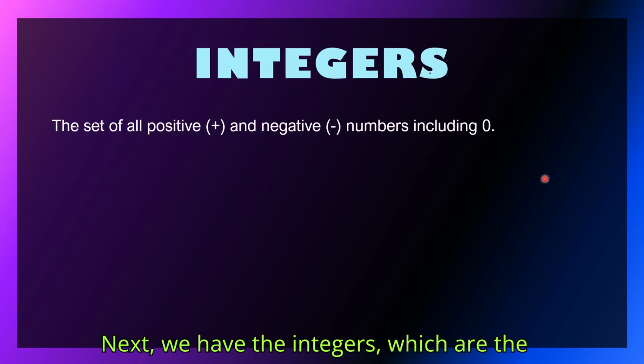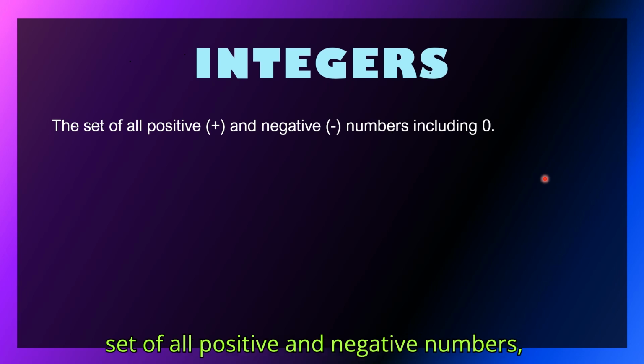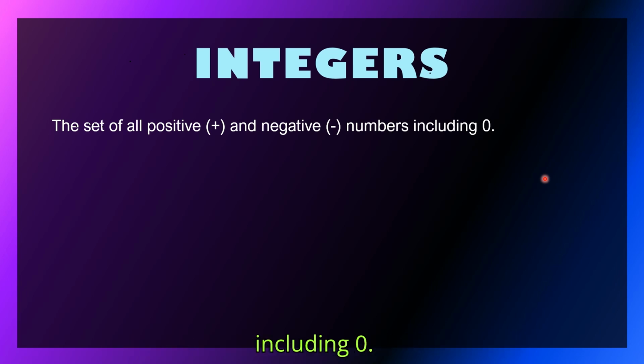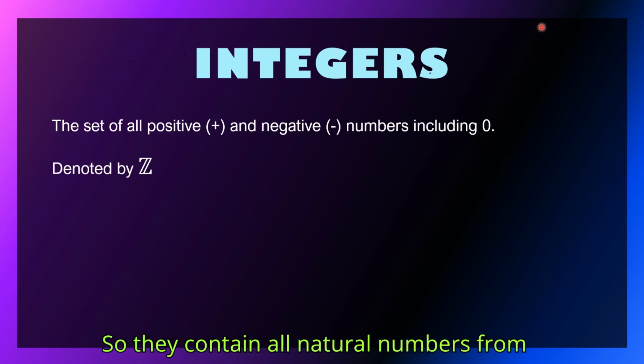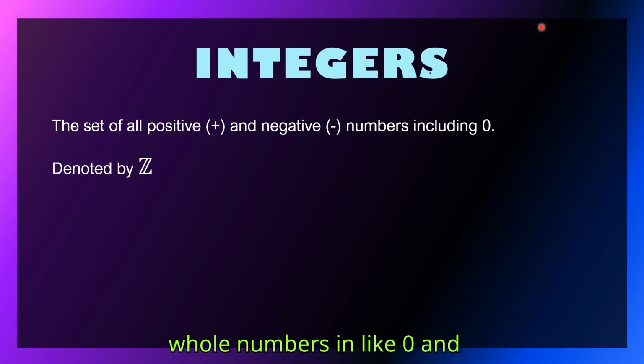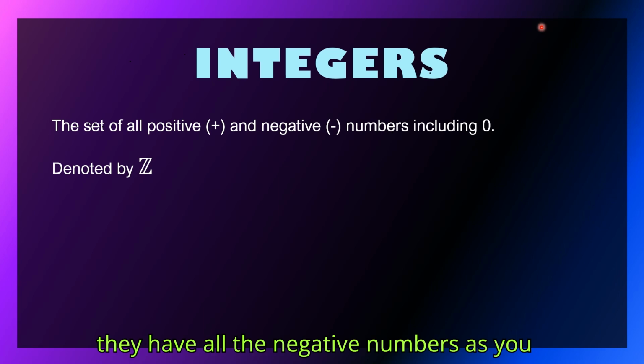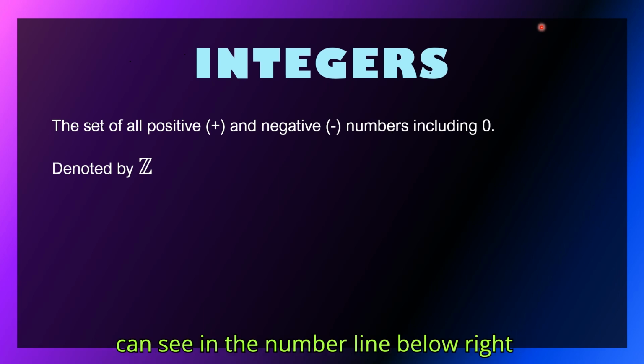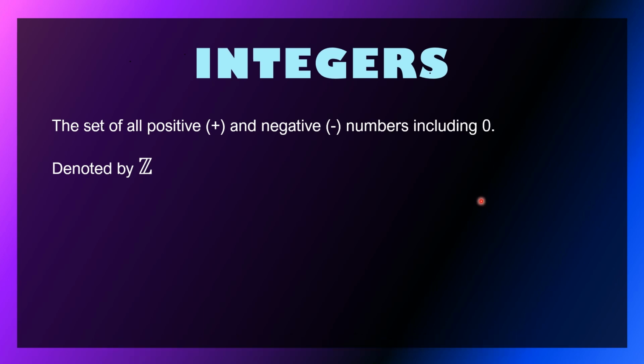Next, we have the integers, which are the set of all positive and negative numbers, including 0. So they contain all natural numbers from 1 to infinity. They also contain the whole numbers, like 0, and they have all the negative numbers, as you can see in the number line below right here.